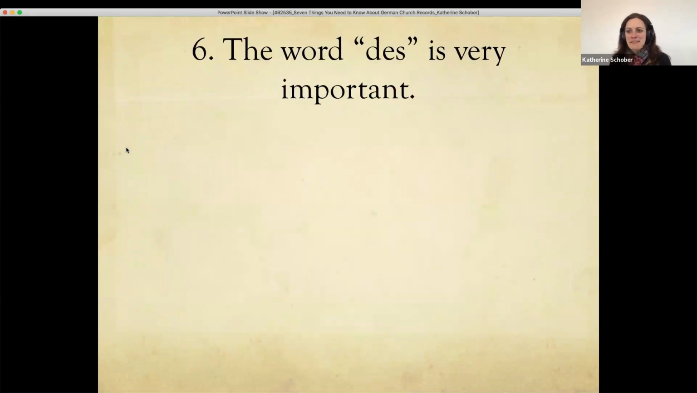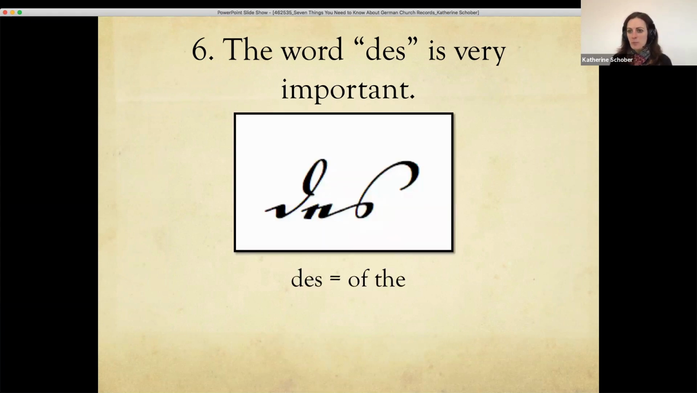All right, tip number 6, one of my favorites, the word des. Des is a very important word on German church records, and it means of the. This is what the word will look like in the German handwriting. So feel free to take a screenshot of the screen because it's very important that you remember this word des. So it's a possessive word and it means of or of the.